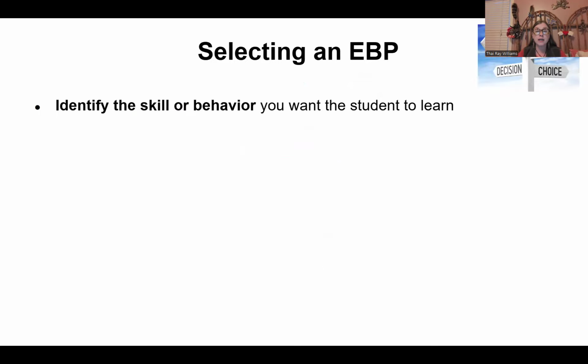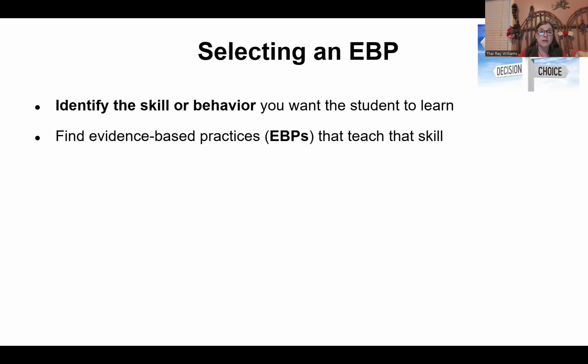All right, so when you're selecting an evidence-based practice, there are a couple of things that you want to do. You want to identify the skill or the behavior. This is what I want to teach my student, so this is what I'm going to identify an evidence-based practice for. Then you're going to find an evidence-based practice that is used to teach that skill. And again, I told you a couple different places that you can look. You could also go to Google Scholar and look that up.